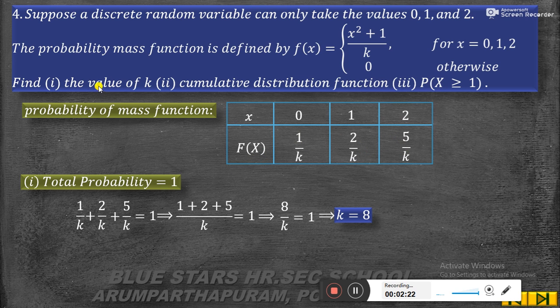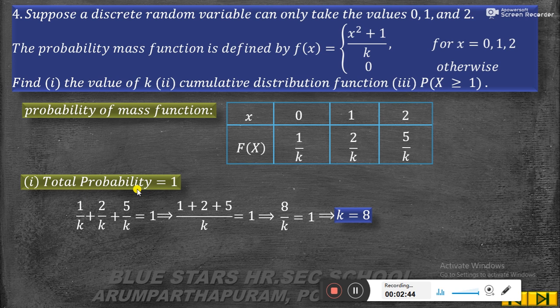Now they ask about the value of k. To find k we take the condition that the total probability equals 1. That means we add all the probabilities, 1 by k plus 2 by k plus 5 by k, and set the sum equal to 1.